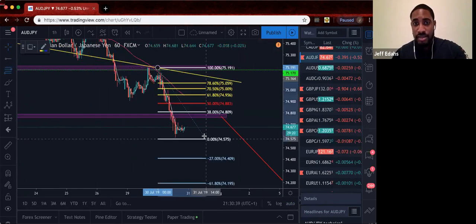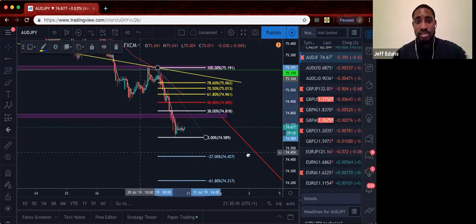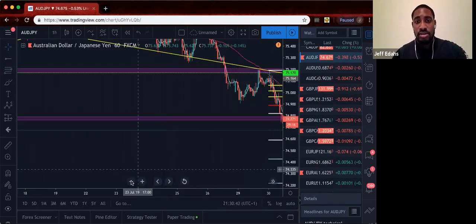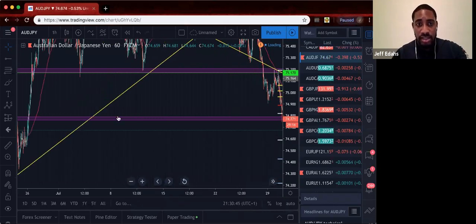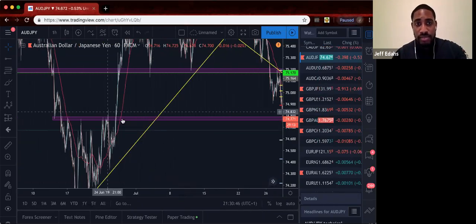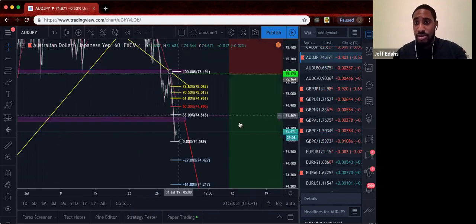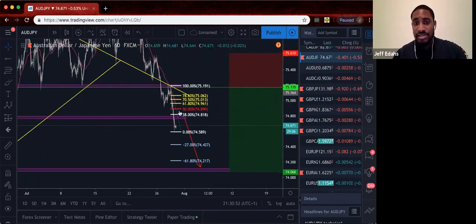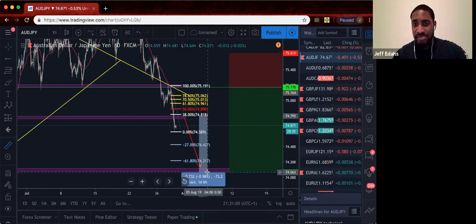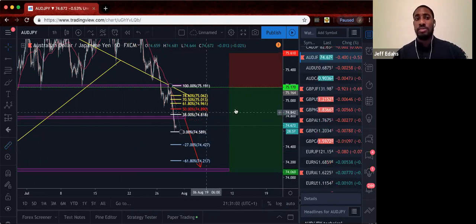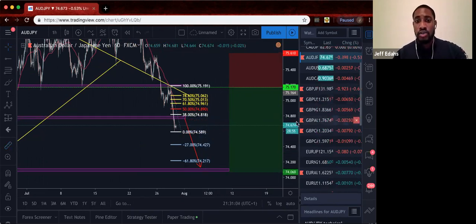Right here, just slightly above, but looking across that level, you can see there are many wicks over here. So it could potentially do that and then head back down. That's what the next entry is looking like. Just 38% down, you should catch another 60 pips, I believe, yeah, about 70 pips. So that's what you should be looking at for AUD JPY in the short term.